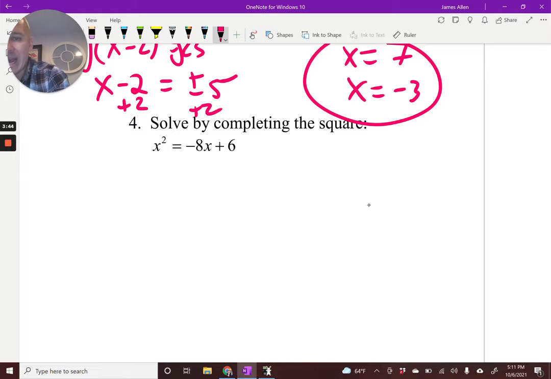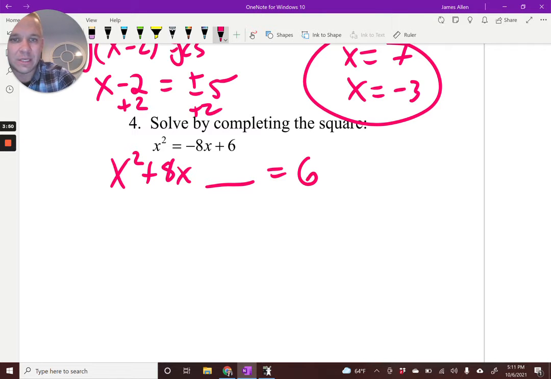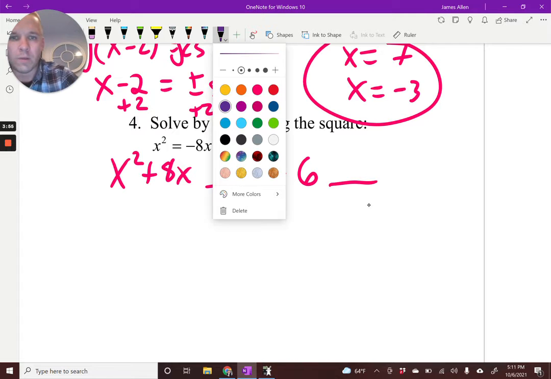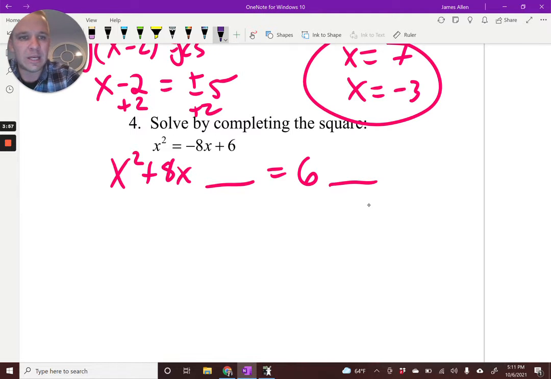All right, so first off, I'm going to add that 8x over here. So x squared plus 8x, but I'm going to leave a little space. And then I'm going to have that 6 over here, and I know I got to add something to both sides. Swapping colors for this one. A little purple action. All right, so I'm going to take that 8, that b value, divide it by 2.